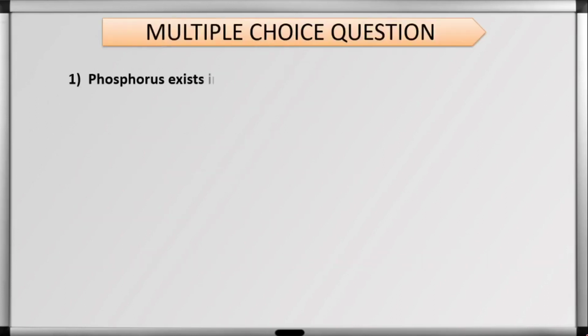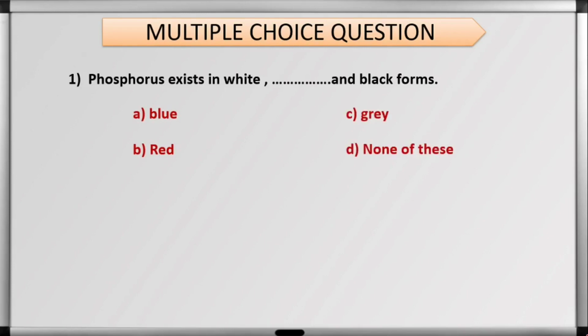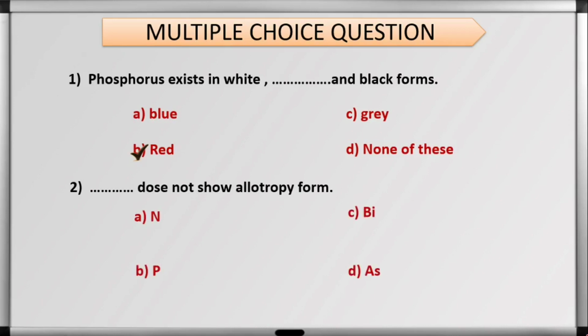Okay. Multiple choice question: Phosphorus exists in white, red and black forms. We already know that the red phosphorus is also there. White, red and black, these three forms. Bismuth does not show allotropy. Other members of the group show allotropic forms.